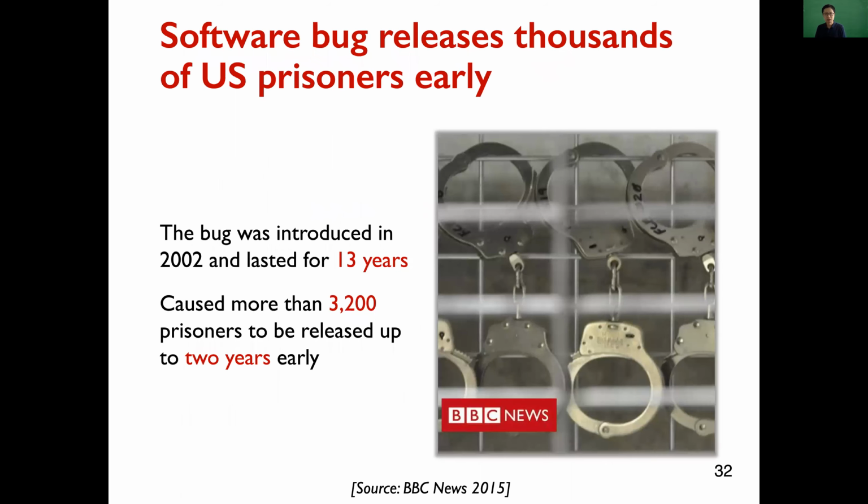Let's first have a look at one example of a software bug. This bug was introduced in 2004 and lasted for 13 years. It caused more than 3,200 prisoners in a US prison to be released up to 2 years early. So this bug shows that software defects can have a very important impact on our lives.